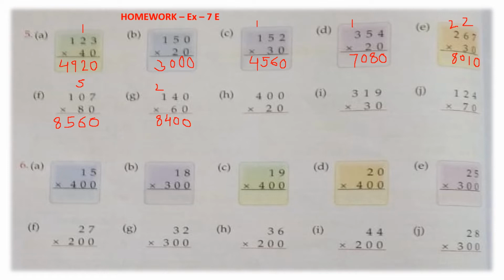Now H part children, here you can see how many zeros are there. See 1 2 3. So write down 3 zeros first. Then you can see 2 fours is 8. So what is your answer? 8000.